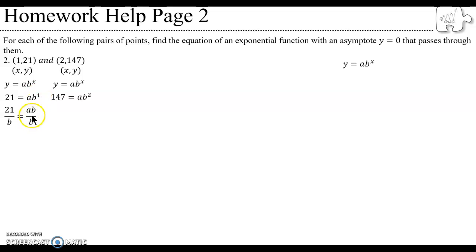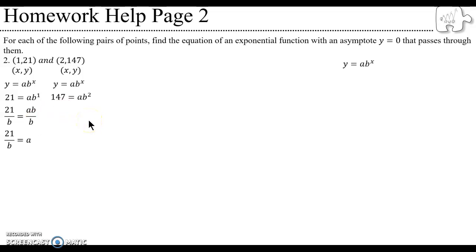b is the same thing as b to the 1, right? So if you just look at this top line, we divide both sides by b, which makes these cancel out. Then we're just left with 21 over b equals a. Then we're going to do the same thing here, except instead of dividing by b, we're going to divide by b squared.